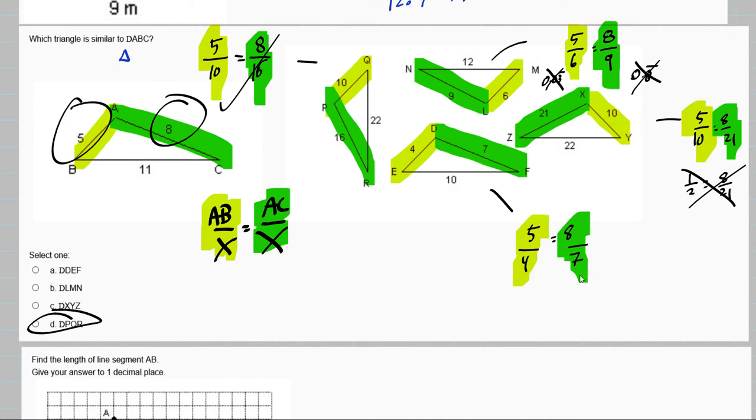Last one here, 5 over 4 and 8 over 7. We can check by cross multiplication. 5 times 7 should be the same as 8 times 4 if these are similar. 5 times 7 is 35, and 8 times 4 is not 35, it's 32. So not similar either. So just triangle PQR is similar.